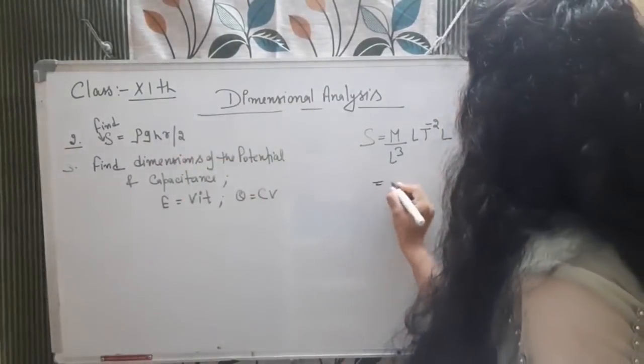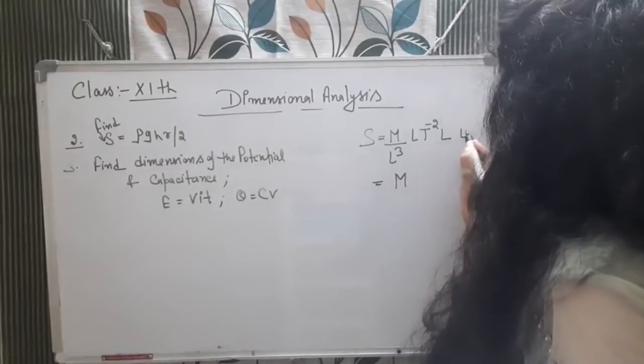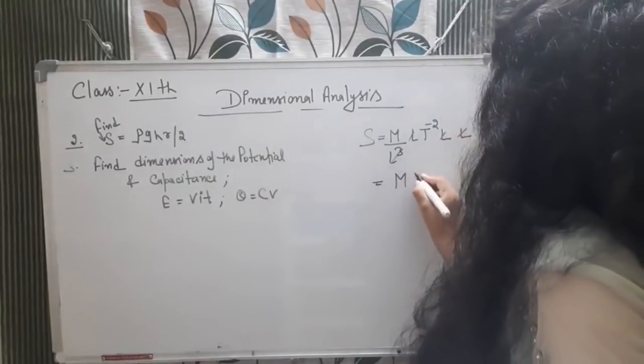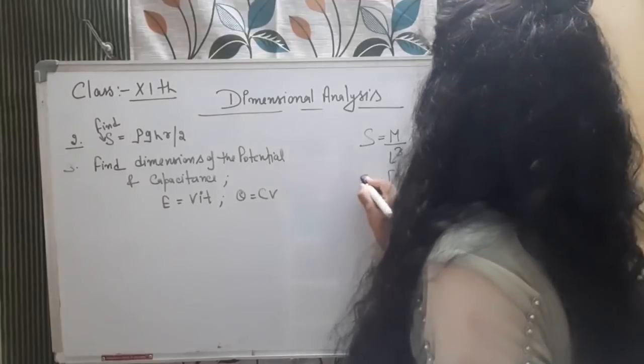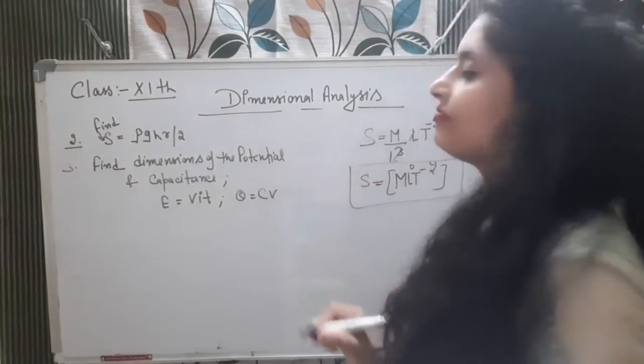So now combine these, what will happen? L cubed will cancel, and T minus 2. M L0 T minus 2. This will be the dimensional formula for the surface tension.